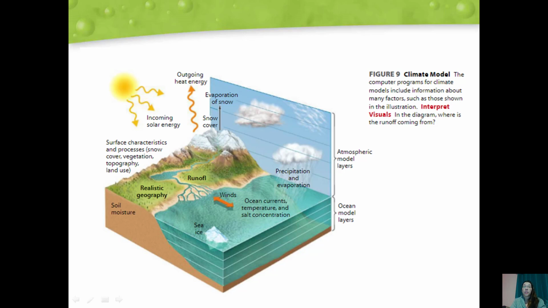A climate model is a program or programs that combine what is known about the atmosphere and the oceans to simulate or imitate climate processes. Climate models use enormous amounts of data and complex mathematical equations. You can see this on the figure on your slide, and it shows the kinds of information that go into the climate model.